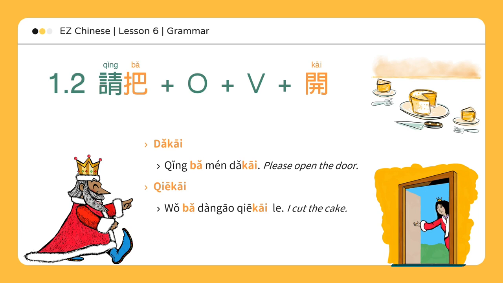Kai means to open, or to separate from the main part, or to move away from here. 请把门打开。Please open the door. With 请, the tone is more polite and can be a request. 我把蛋糕切开了。I cut the cake.